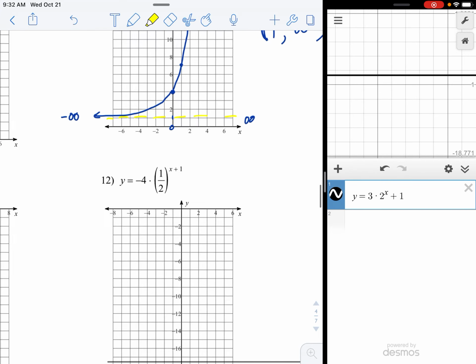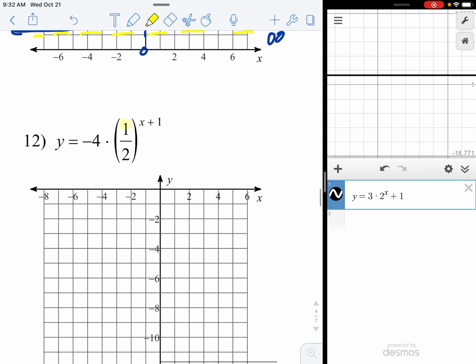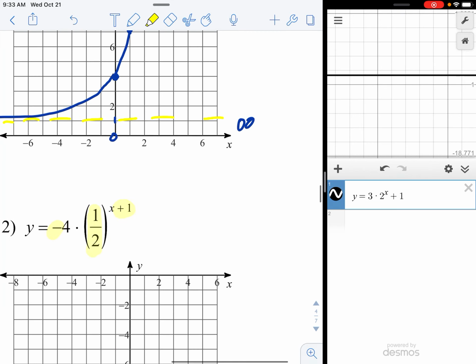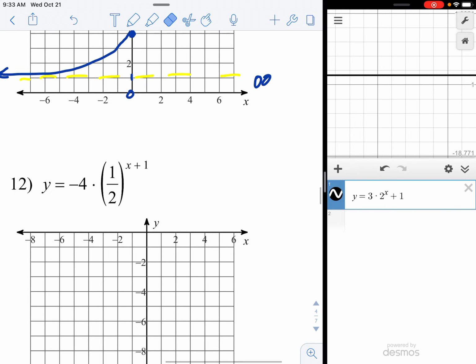All right, now look at number 12. So now we have a fractional base. Remember, that flips it horizontally. We have a negative, which flips it upside down vertically. And we have a plus 1, but unlike the previous example, the plus 1 isn't in the base, the plus 1 is in the power. So will that still shift the graph up 1 and create an asymptote that is up 1? Let's type that in and see.